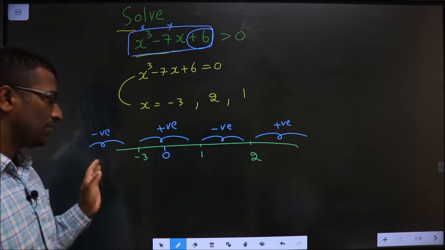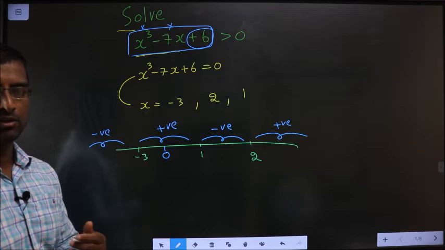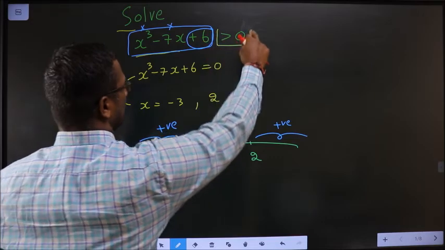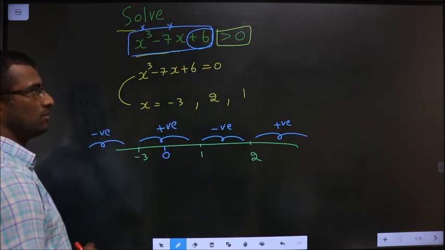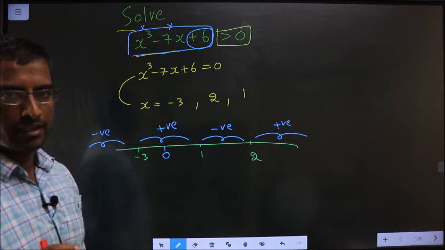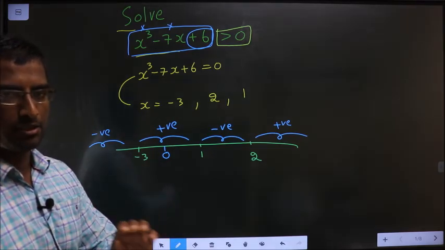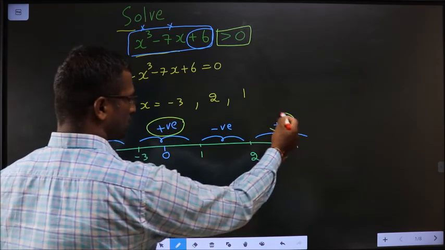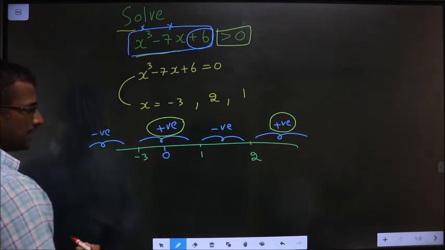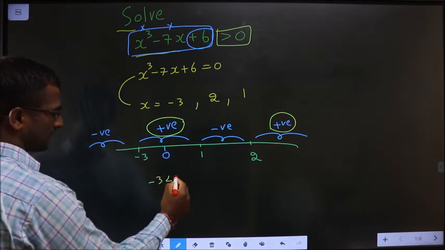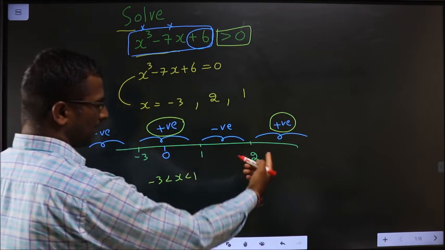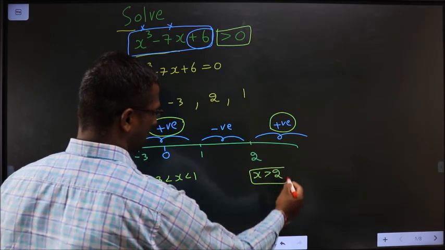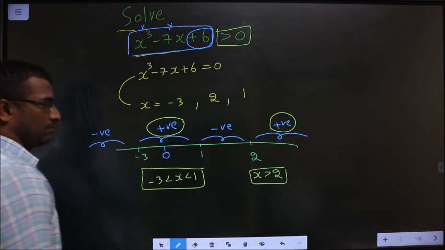Okay, now. Which part on the number line is your answer? How do you decide that? Means based on this one. Here it is greater than 0. That means positive values. So positive part on the number line is your answer. So positive part is this one and also this one. Now how do I represent this region? Minus 3 less than x less than 1. And how do I represent this? X greater than 2. So these are our set of values for x. Clear?